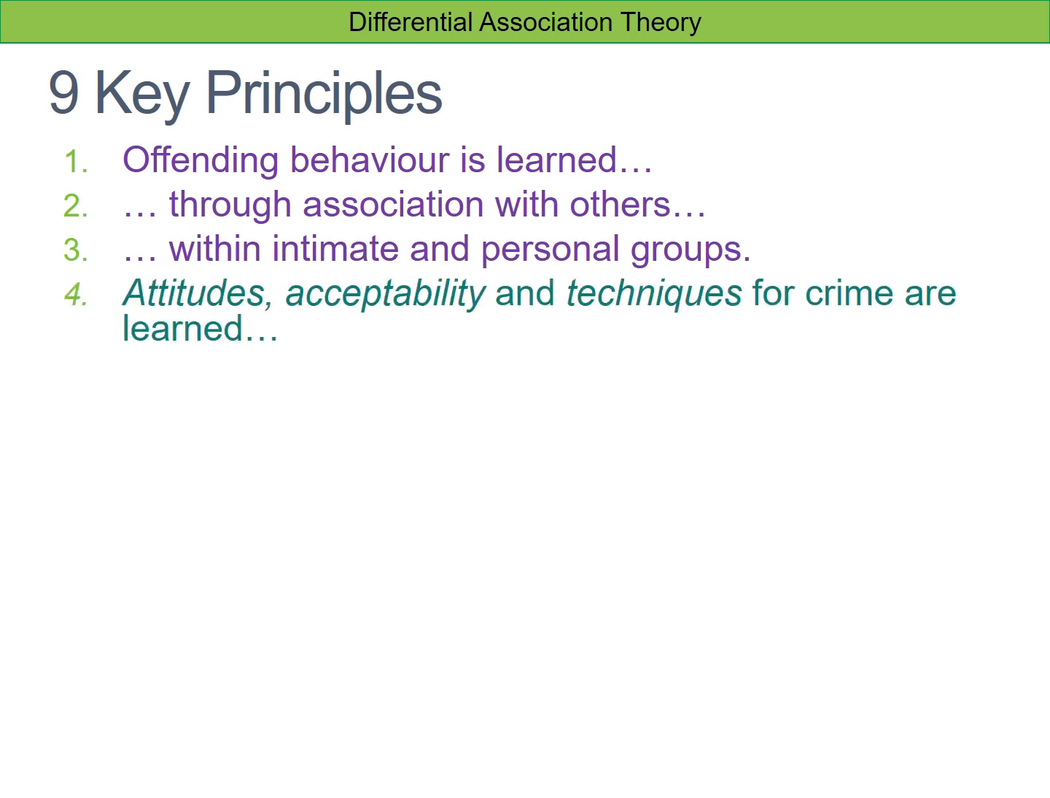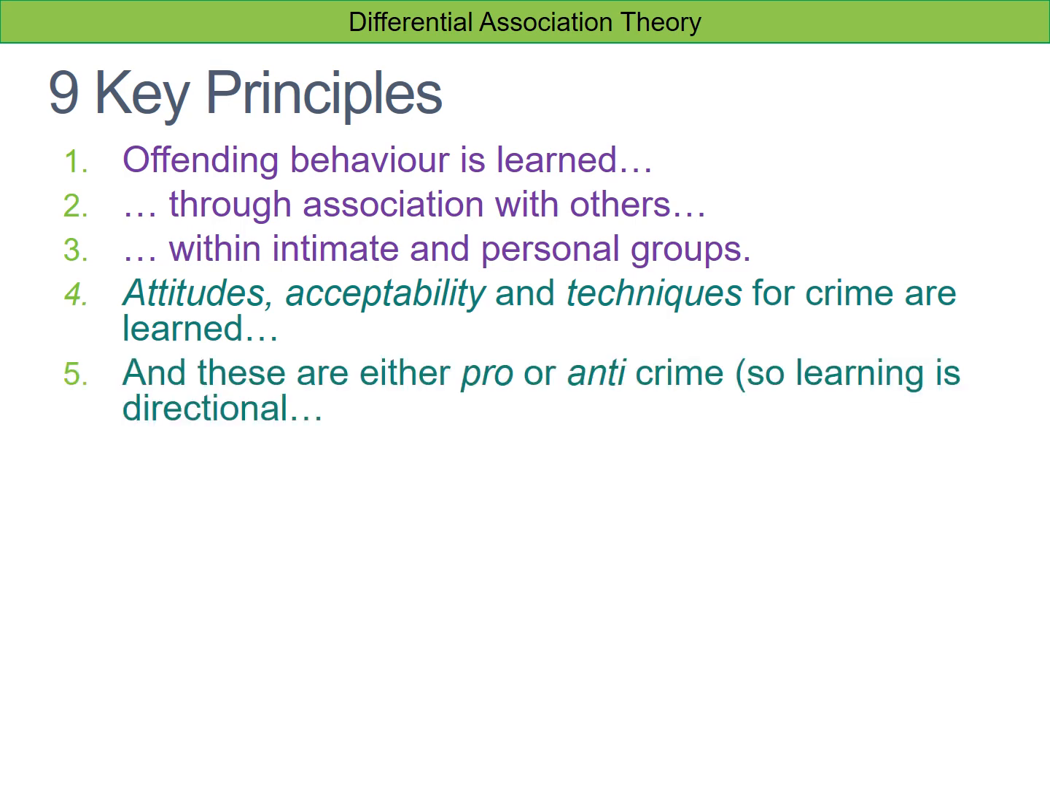So Sutherland suggested that we learn attitudes towards crime, how acceptable crime is, and techniques for crime. So attitudes are either pro or anti-crime. The acceptability of crime, this can vary. So it could be that in some associations a particular type of crime is accepted, but another type of crime isn't. So for example, maybe pickpocketing is okay, but armed robbery would not be acceptable. And techniques are more of the practical things. So how to hotwire a car or how to pick a lock.